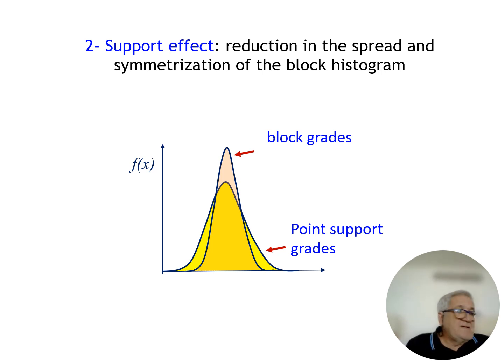So let's see the support effect, which is the reduction in spread and symmetrization of a block histogram. Let's say, for example, have a look at this. Compare the point support grades. They have larger variance. If we start putting those point grades together in blocks, we'll get the block grade histogram, which has a lower variance.